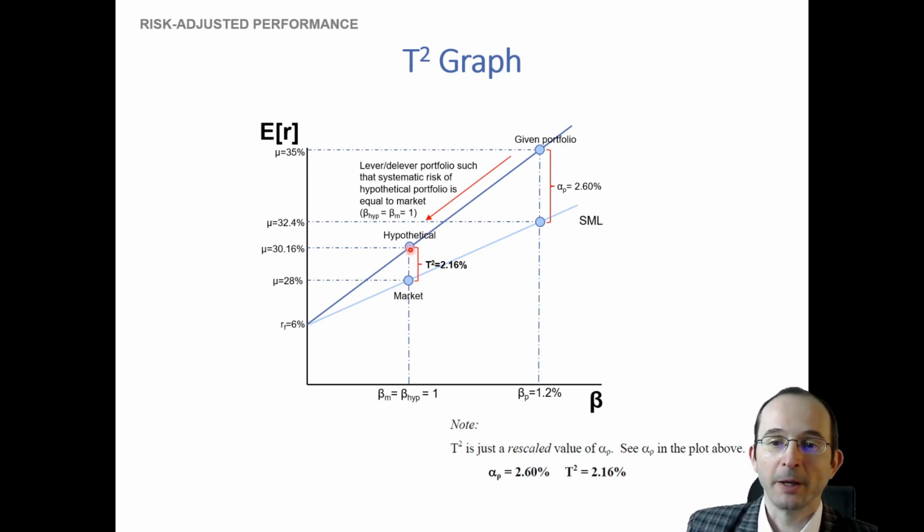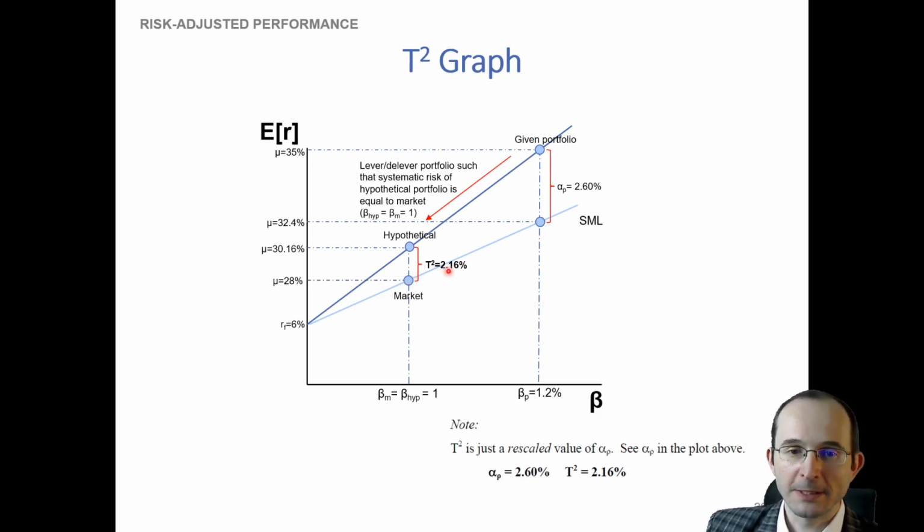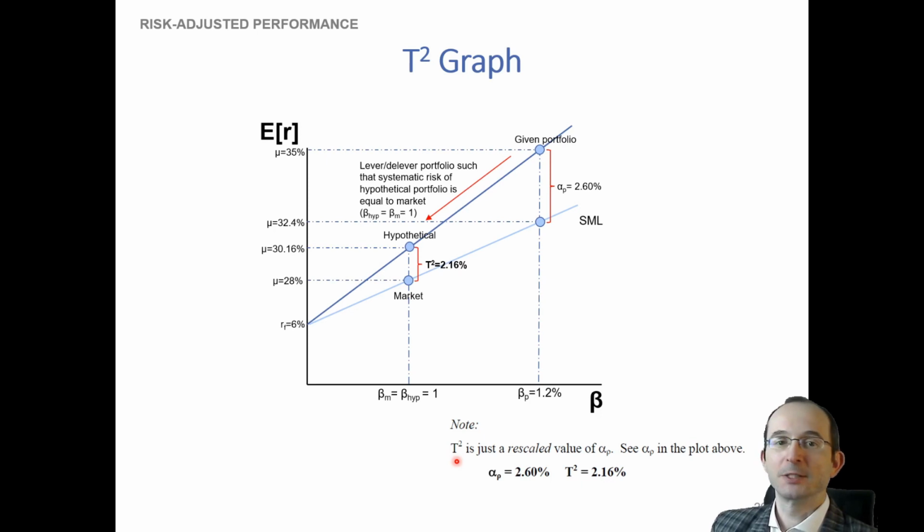And then all we do is just compare expected returns of the hypothetical versus the market portfolio, 30.16% to 28%. And that gives us, on a systematic risk-adjusted basis, an outperformance of 2.16%. So really the T-square measure is just a rescaled version of alpha. We know that this portfolio has positive alpha. It therefore should have a positive T-square value. And all we're doing is just rescaling it by systematic risk, not by total risk.